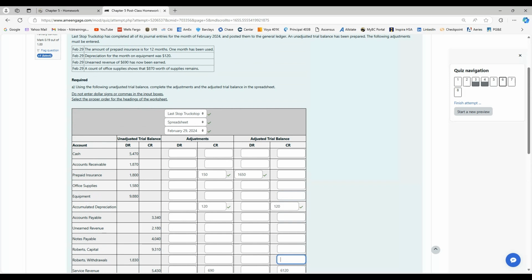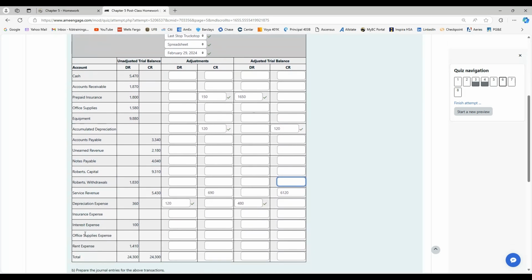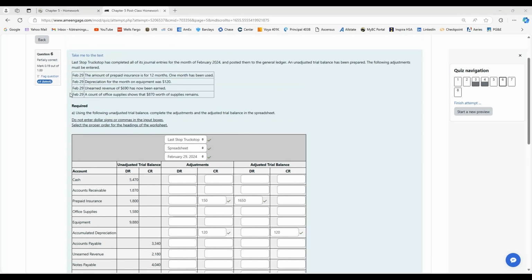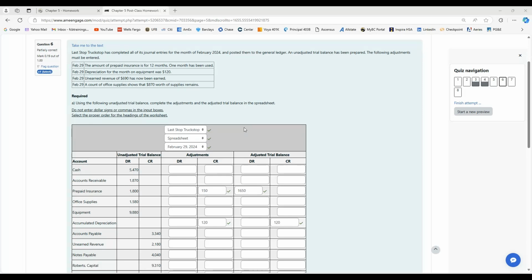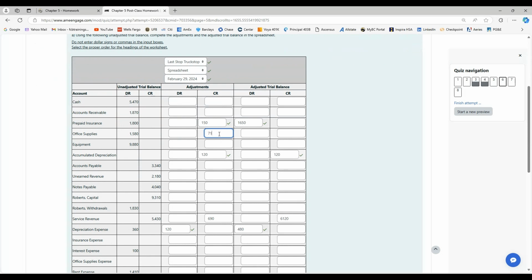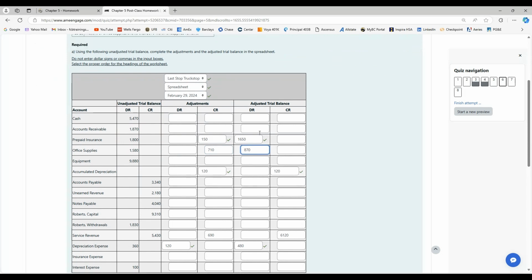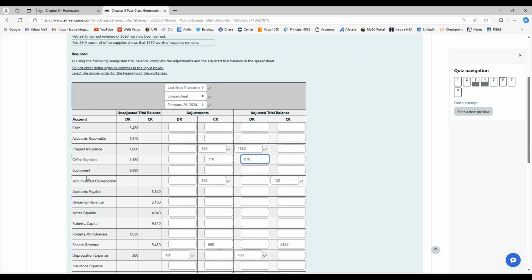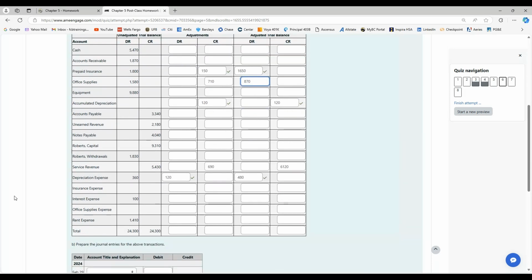An account shows that $870 of office supplies remains. So our initial office supplies was $1580. Remaining is $870. So the difference between those is $710. So we used up $710 worth of office supplies. And we know the ending balance there, $1580 minus $710, gets us to the $870 that they say should be on there. So $710 is the office supplies expense.